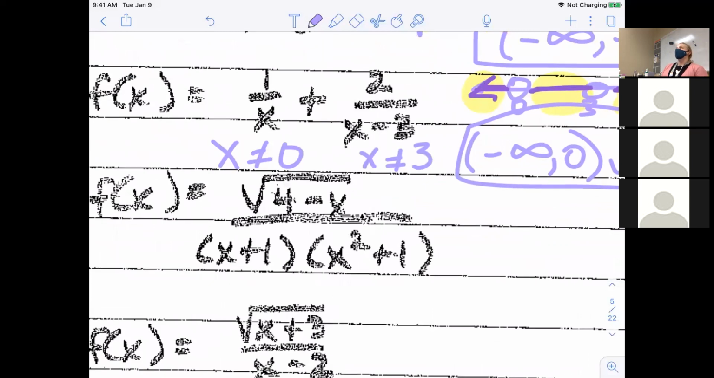Ooh, got a lot going on here. Let's look at my denominator first. I've got 2 like factors in parentheses. I'm not going to multiply them together. I'm just going to look at them separately. If I had this x plus 1, what would not work? Negative 1. Okay. What about the other one? X squared plus 1.